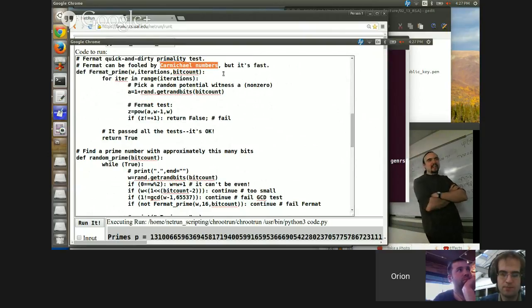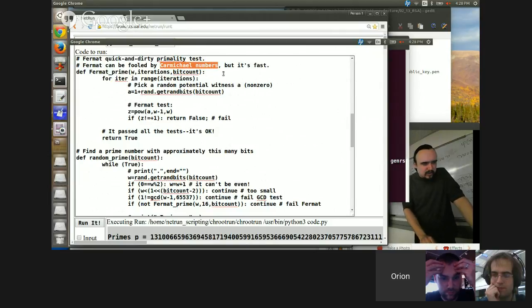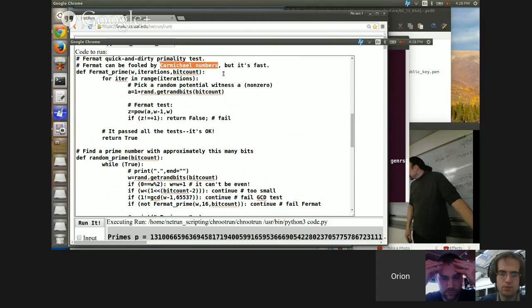All the potential witnesses are actually liars. It happens that Carmichael numbers have a multiplicative order that's equal to the number minus one. That's not even true, is it? I think it's like the second time you hit one, or the third time you hit one, that makes it a number. But the deal is, I raise it to the W minus one power, mod W, and I will always get one.